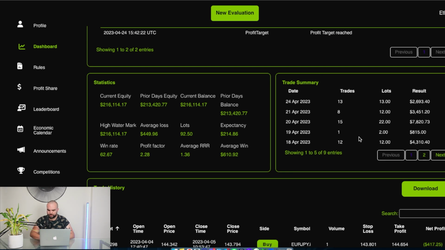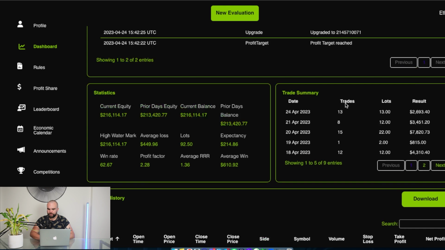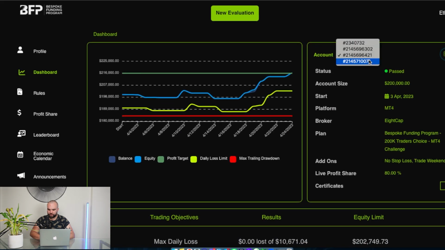Now, here is where you can see each day summarized. So day one, I made 4,000. The 19th, I made 800. On the 20th, I made 7,800, which was a really good day. 21st, I made 3,400. And then on the 24th, I managed to bag the last little bit to pass phase one. So now we're gonna hop onto phase two.